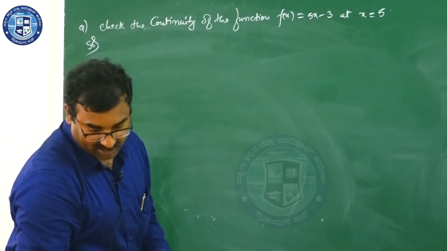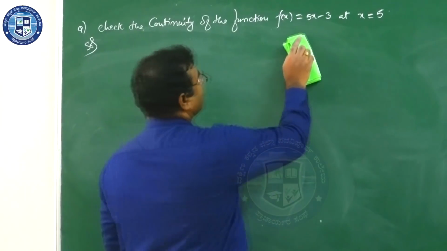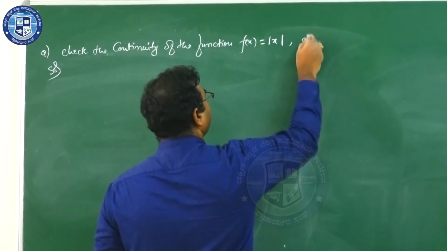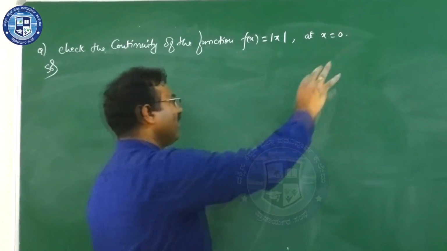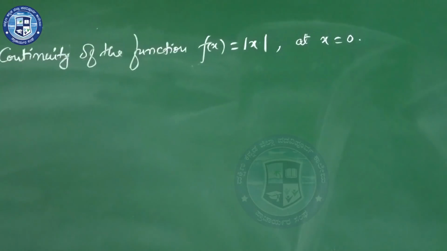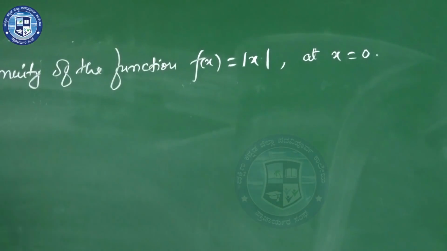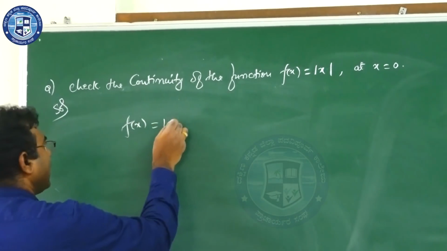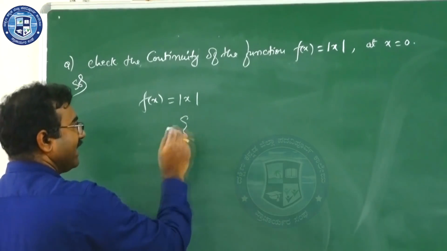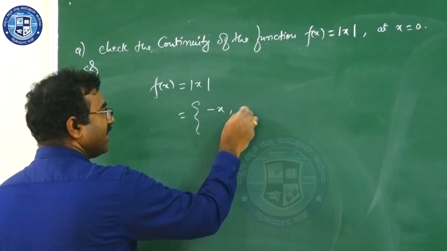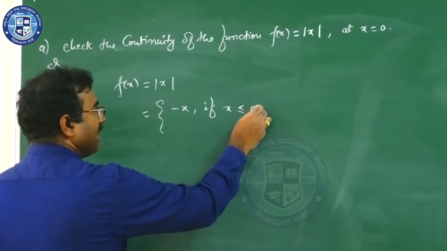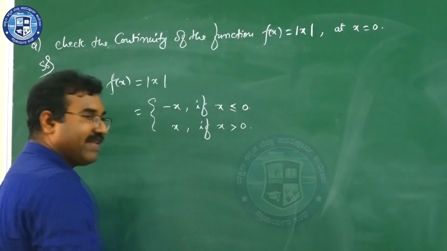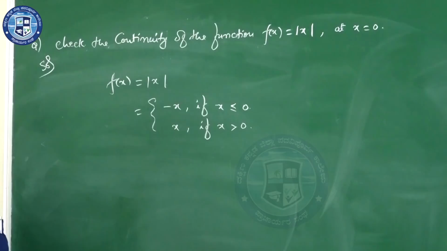Right, we will see one more question. Check the continuity of the function f(x) equal to mod x at x equal to 0. They mention a particular point, x equal to 0. So f(x) is equal to mod x. By the definition of mod x, what can I write? It is minus x if x is less than or equal to 0, and plus x if x is greater than 0. This is the definition of mod x.